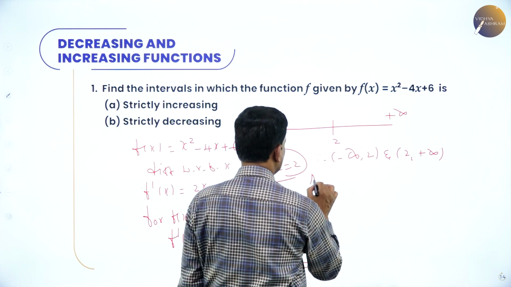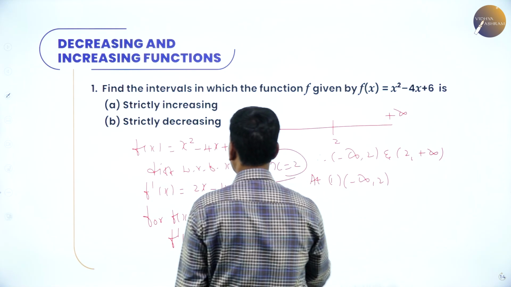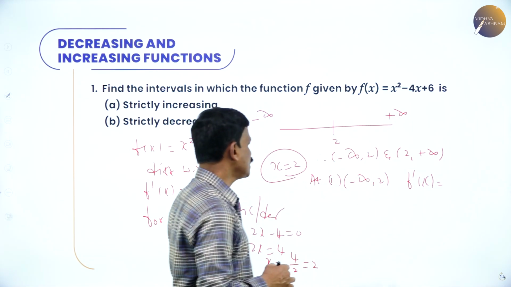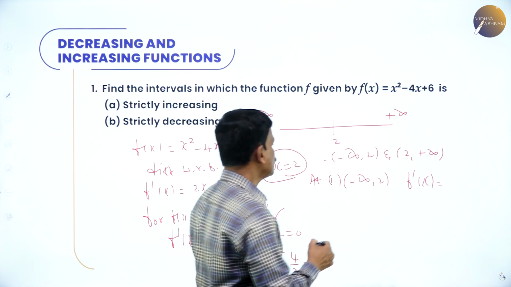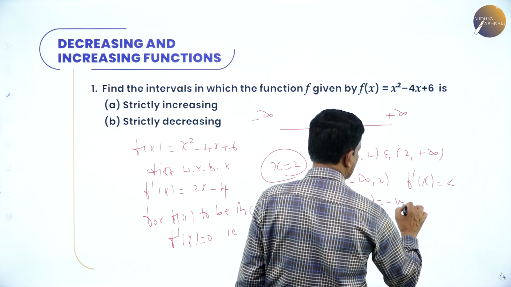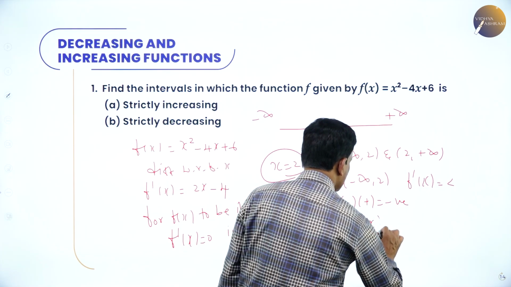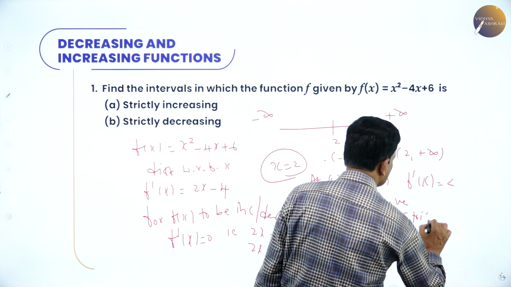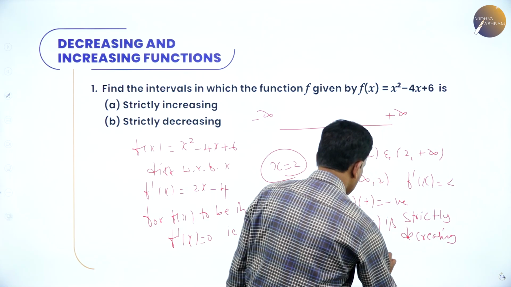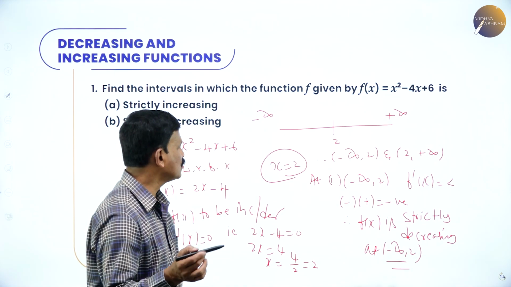Now let us consider the first interval, minus infinity comma 2. So what happens to this f dash of x? In minus infinity comma 2, f dash of x is negative. That is, here minus into plus is equal to negative. Therefore, the function f of x is strictly decreasing at minus infinity comma 2. The function is strictly decreasing at minus infinity comma 2.